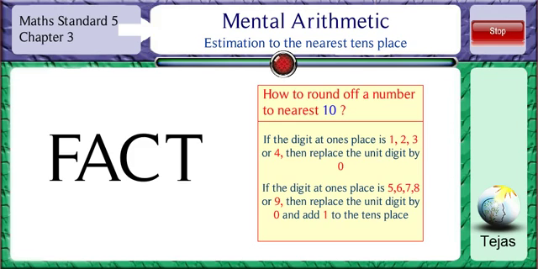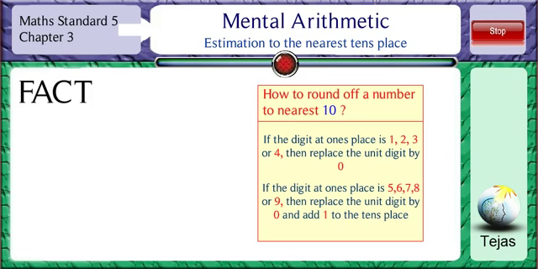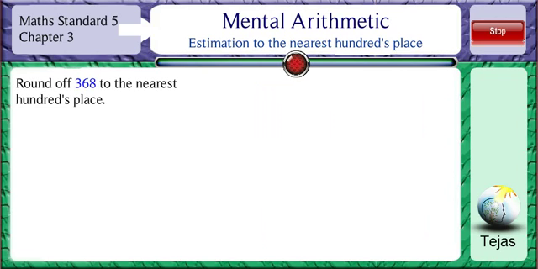So how to round off a number to the nearest tens place? If the digit at the ones place is 1, 2, 3 or 4, then replace the units digit by 0. If the digit at ones place is 5, 6, 7, 8 or 9, then replace the unit digit by 0 and add 1 to the tens place value.